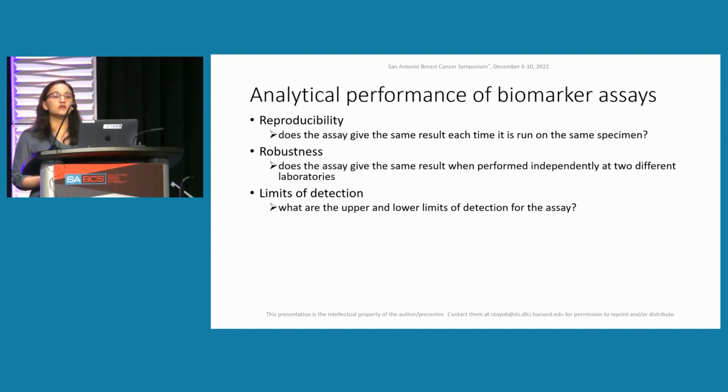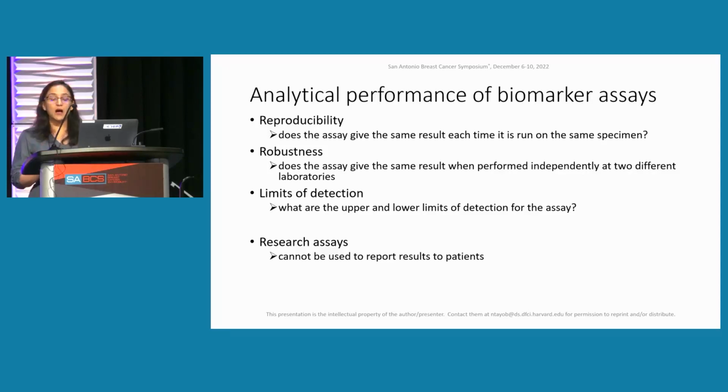So, reproducibility of the assay. Does the assay give the same result each time it's been run? Robustness. If you're using different labs, are you getting different results? Limits of detection. These are really important in our research as we're developing these strategies, because sometimes we're using what we call research assays. We're not necessarily going to report these out to patients. It might be for our retrospective analyses of a completed study.